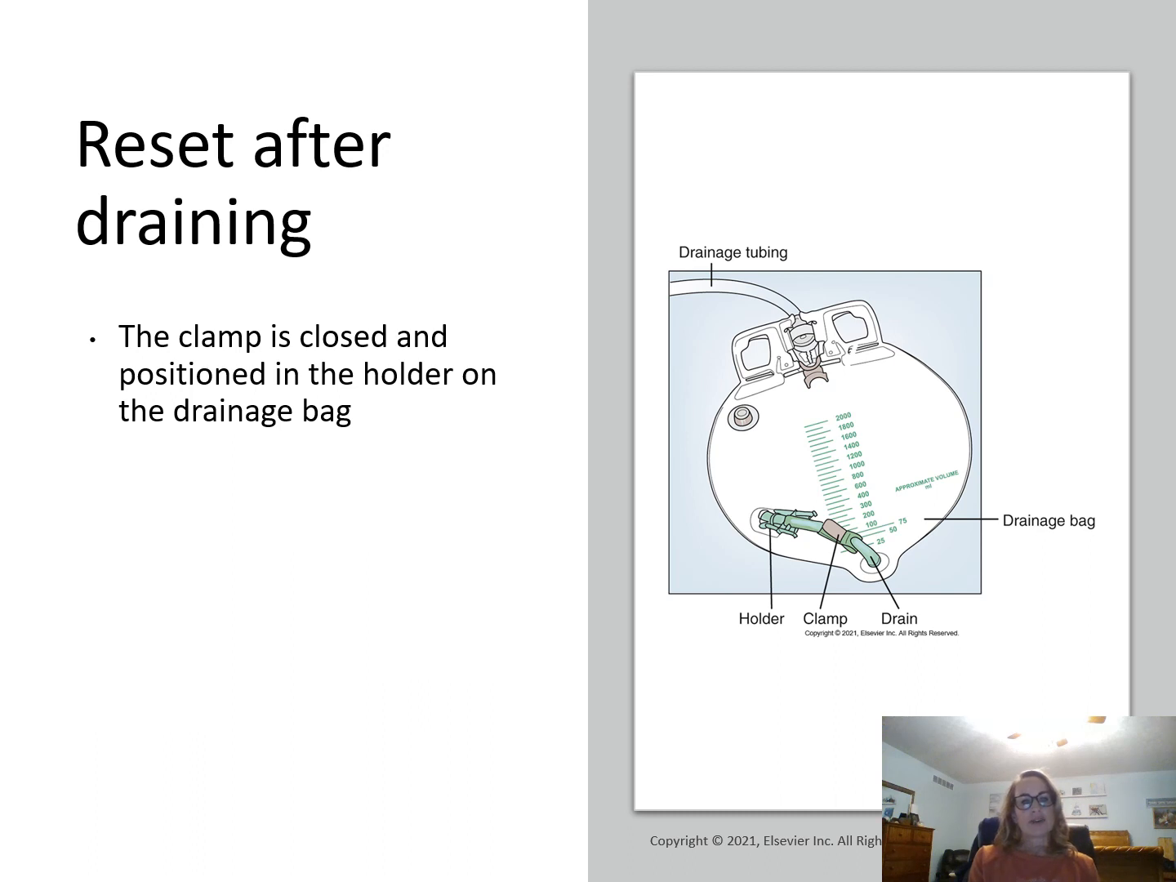All right, reset after draining. The clamp is closed and positioned in the holder on the drainage bag. So here's the clamp right here. We're going to make sure we clamp that and put this part back into the holder after we've drained it.